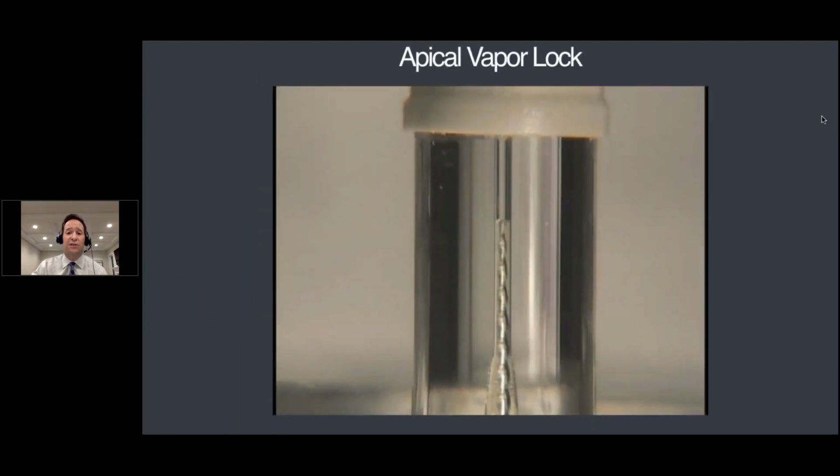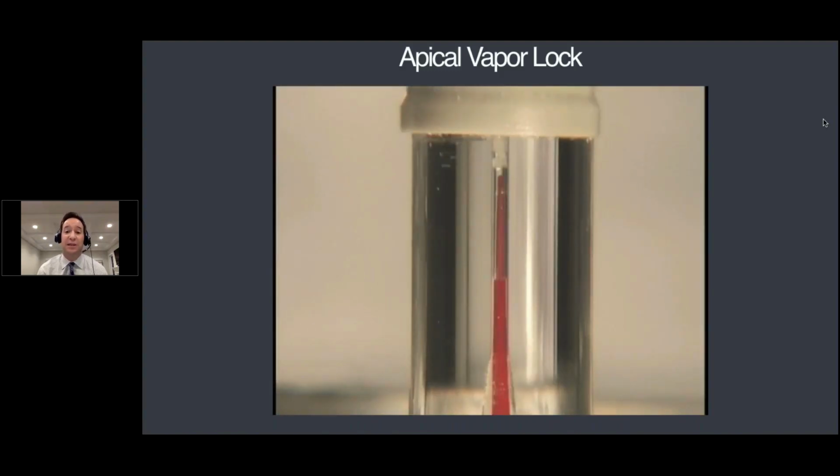So, a couple of videos here I hope you'll be able to see as I transition into them. But this is an example of a file passing through a mimicked canal. And as you see, when that file reaches the apical third of the canal, it's in air. There is no solution being carried to the apex as we'd like to think.